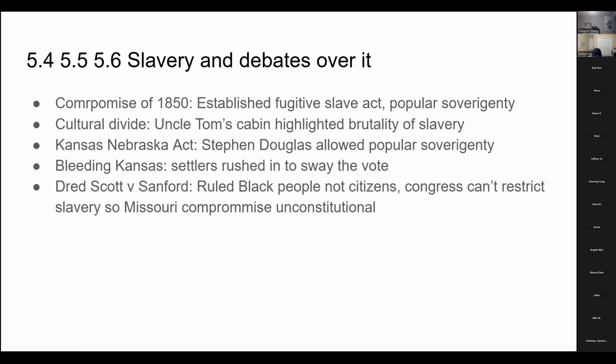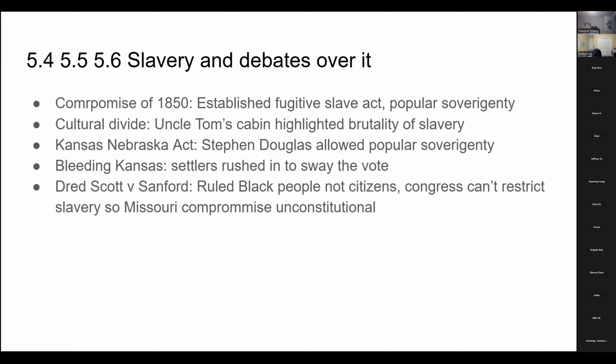And popular sovereignty was formed around this time. And this cultural divide, as I mentioned before, was increasing. A famous novel known as Uncle Tom's Cabin highlighted the brutality of slavery and made the North want to end it even more. And this led to the Kansas-Nebraska Act, right? Where Stephen Douglas, he's a very important figure that I'll mention later on.